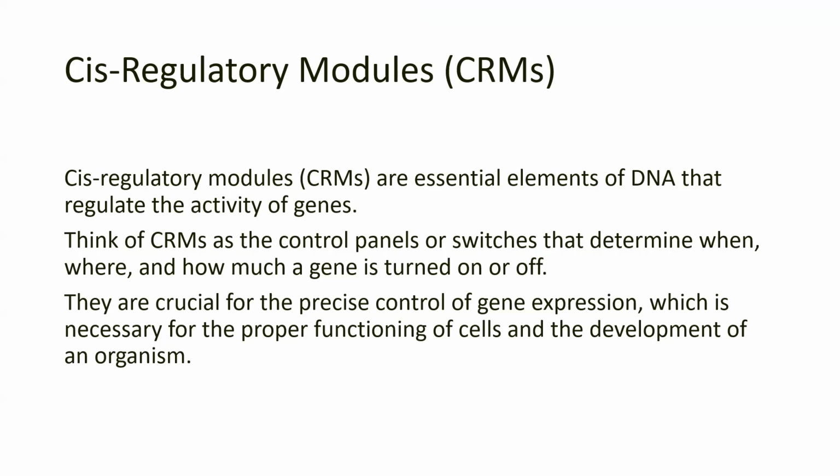Cis regulatory modules are essential elements of DNA that regulate the activity of genes. Think of CRMs as the control panels or switches that determine when and where and how much a gene is turned on or turned off, like a dimmer switch. The CRMs are called cis regulatory modules. These are the ones that are on the same strand. They've been studied as a unique set of things, probably because they're important.